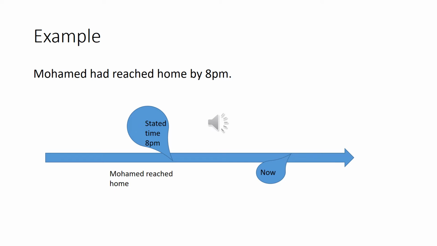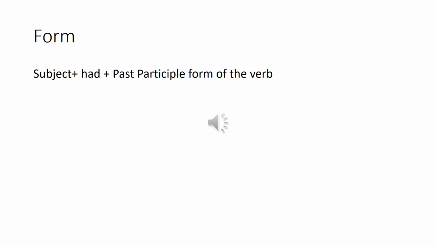Okay, so I hope you got this idea, and this format is okay with you and is easy to use now. Now you can form past perfect tense. Of course, there should be a subject, and after that, had. Had is the only auxiliary verb or helping verb that we can use in past perfect tense.